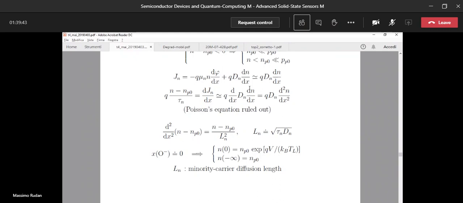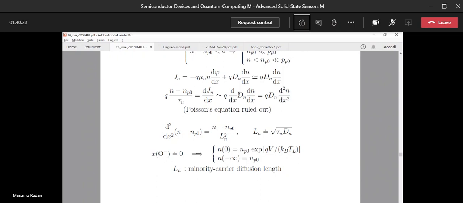Of course, Q is a constant. Then we have the derivative of D times the derivative again of n with respect to x, okay? The question is, does the diffusion coefficient depend on position? So can we take it out of the derivative? Yes, we can, because you remember the diffusion coefficient is proportional to the mobility. The mobility is influenced by temperature, but in this case, temperature is a constant, it does not depend on position.